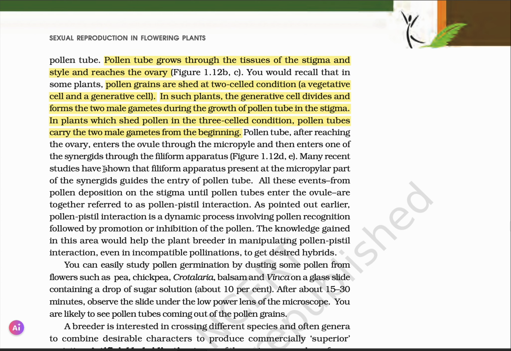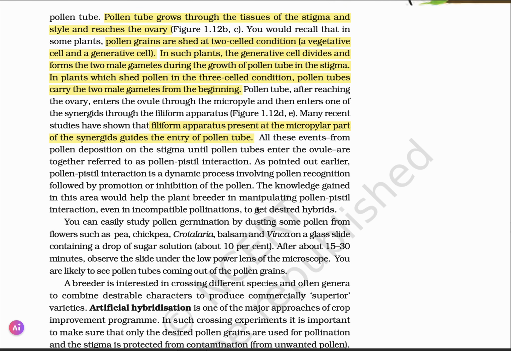Many recent studies have shown that the filiform apparatus present at the micropylar part of the synergids guides the entry of the pollen tube. All the events from deposition of pollen grains on the stigma until the pollen tube enters the ovule are referred to as pollen-pistil interaction.